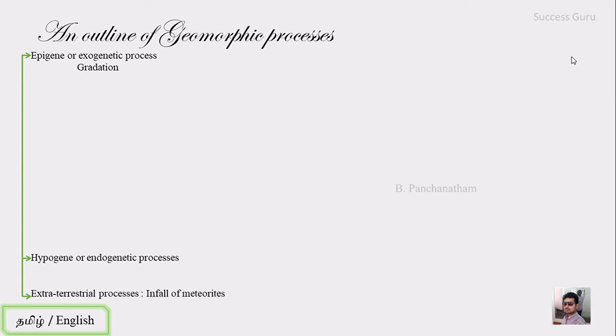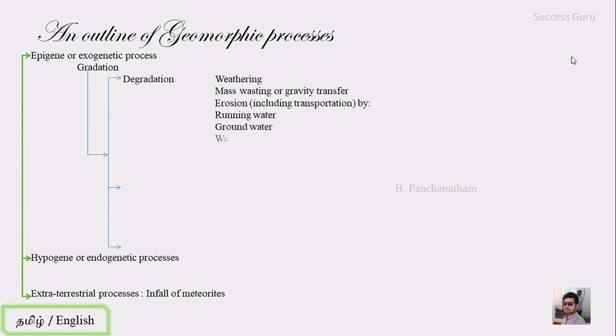The epigenic process can be generally called gradation, and this gradation has been broadly classified into two. The first is degradation, in which there is weathering, mass wasting or gravity transfer, and then erosion, which includes running water, groundwater, wave, current, tide and tsunami, wind, and glaciers. These are the processes by which the land is degraded, that is, removed, and they come under this heading, degradation.